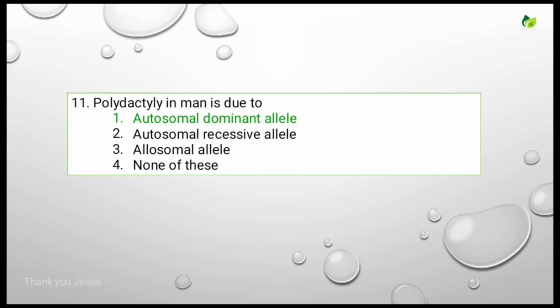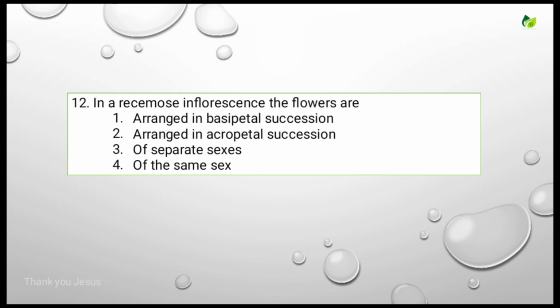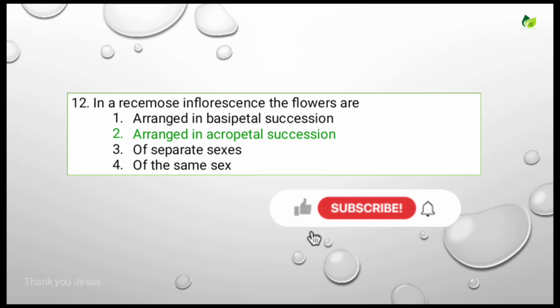Okay, so coming to the next question. In a racemose inflorescence, the flowers are, that means the arrangement of flowers. Options are given: arranged in basipetal succession, arranged in acropetal succession, of separate sexes, of the same sex. So I'm going to reveal the answer. In racemose inflorescence, the flowers are arranged in acropetal succession.